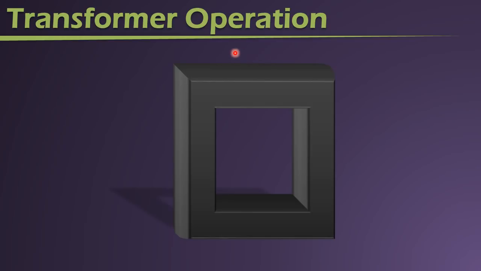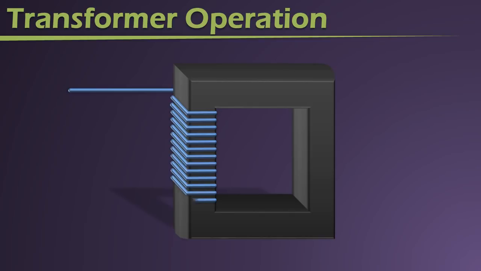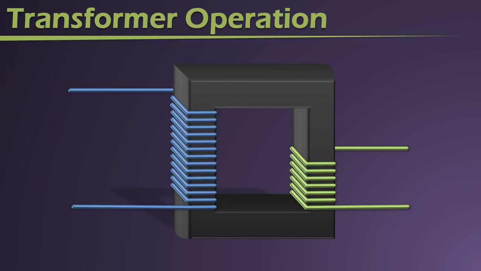Right here we have an iron core, and what we would do is we would wrap around some wire on one side, and then we could wrap around some wire on the other side, and although they're not physically touching and they're electrically isolated, meaning that there's no electrical contact between these two sides here, the theory of mutual inductance says that the energy will be transferred over to that other coil if you have a voltage applied on this side here, and that's what would happen.